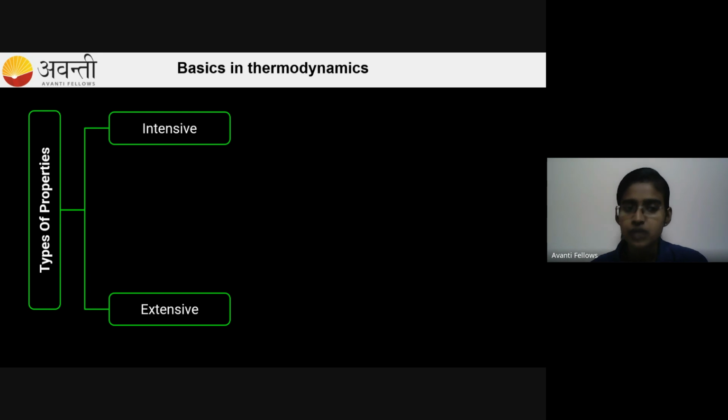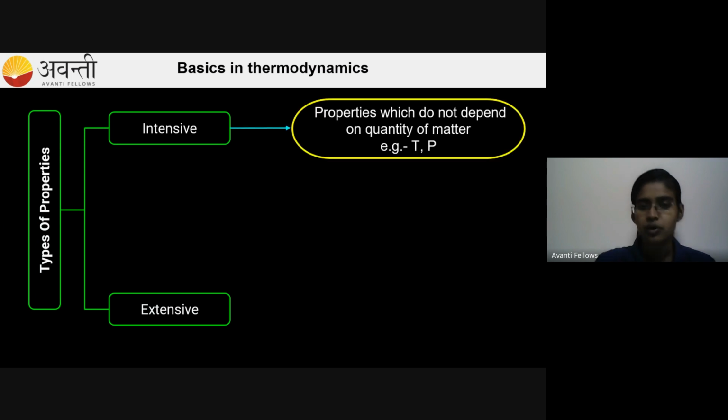Fine. Coming to the types of properties, there are 2 types of properties. One is intensive property and the other one is extensive property. Now, what is meant by intensive property? The properties which do not depend on the quantity of matter are called intensive properties. Examples are temperature and pressure.